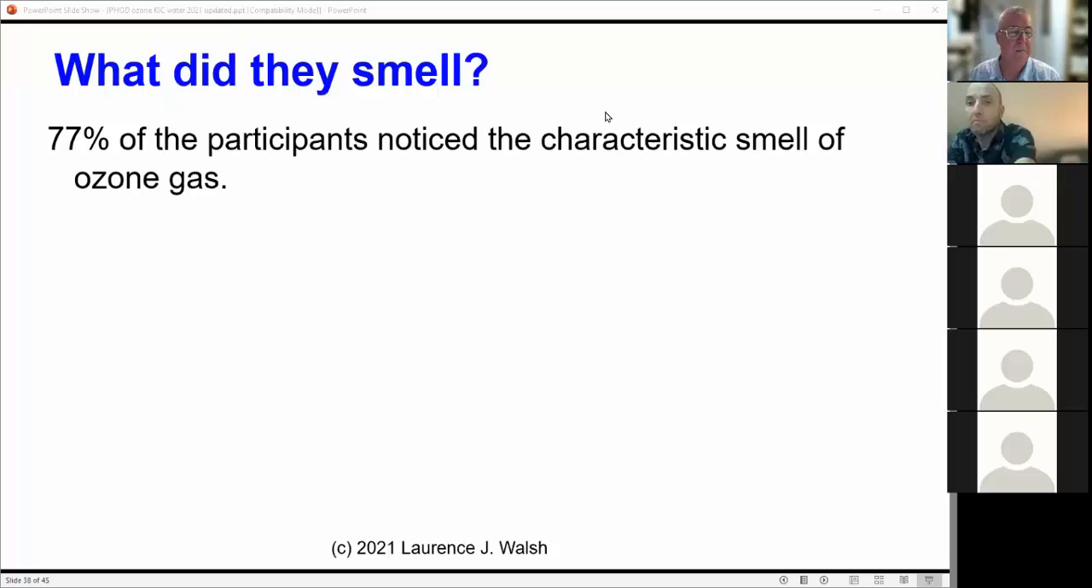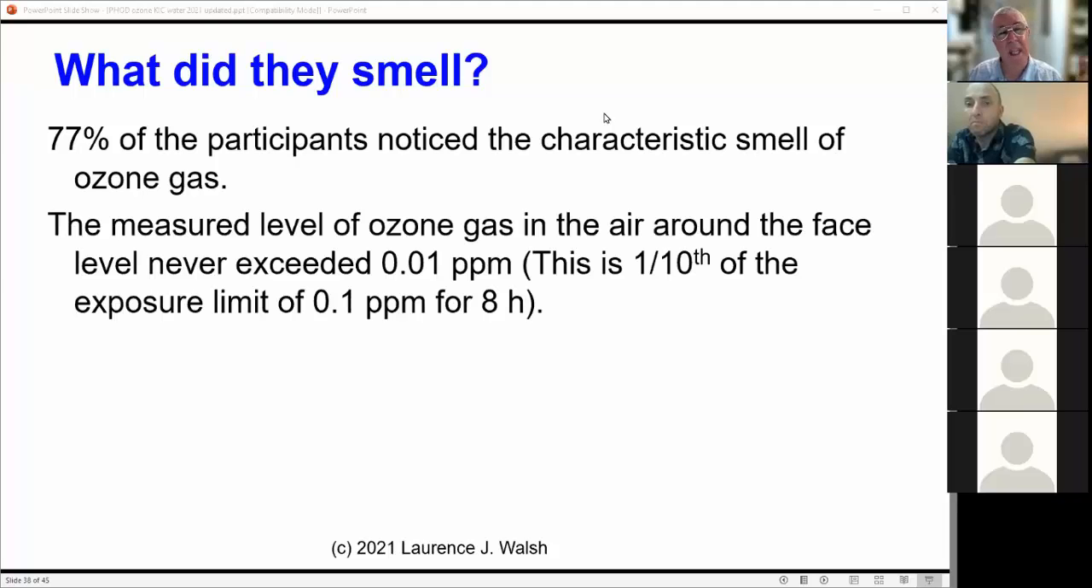Now, of course, when you use ozonated water, there is going to be a smell. And in this study, about 3/4 of the people who were there noticed the very characteristic smell of ozone gas. But when they measured using an ozone meter, I've got one of these at home, I've got various gas meters to measure different things, so it's pretty easy to measure. They found that the level was never more than 1/100th of a part per million. And the industrial exposure level that workers are allowed to be exposed to is actually 1/10th of a part per million continuously for 8 hours.